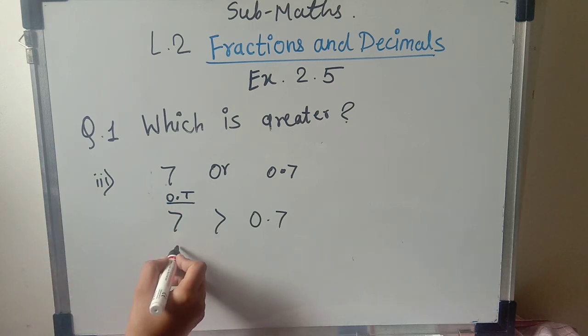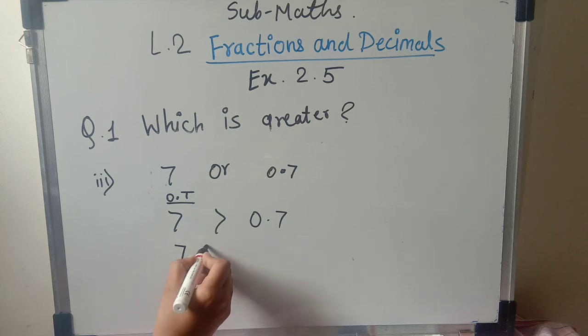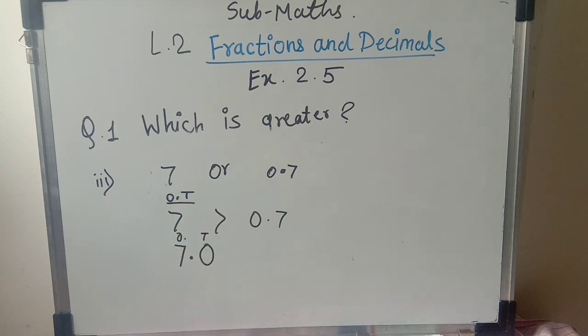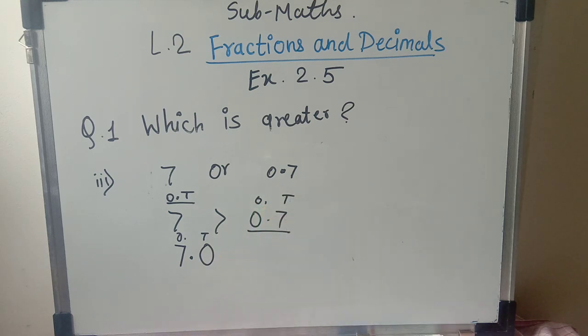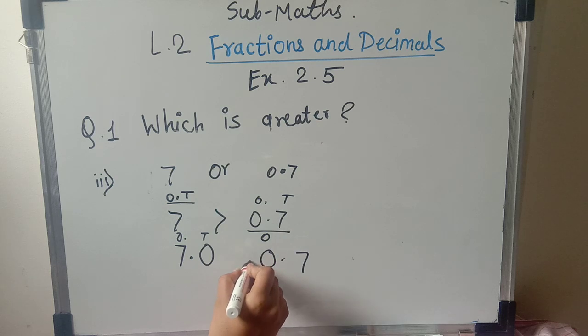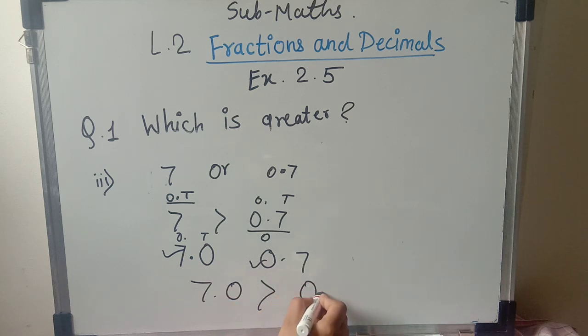So what I can do is I can write 7.0. Okay, so here the 1's place is also there, the 10th place is also there. Now in the second number, the 1's place is there and the 10th place is there after decimal. So on the 1's place, here 0 is there and here 7 is there. Which one is greater? That is 7.0 is greater than 0.7.